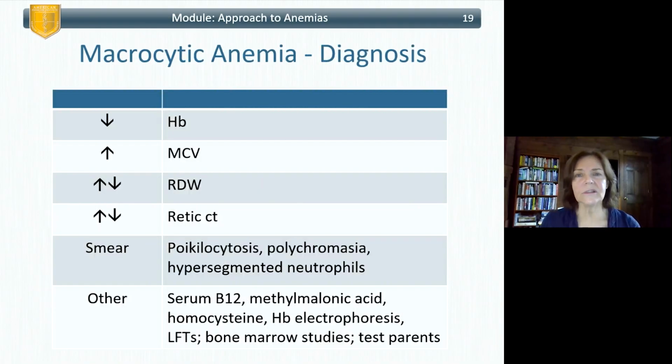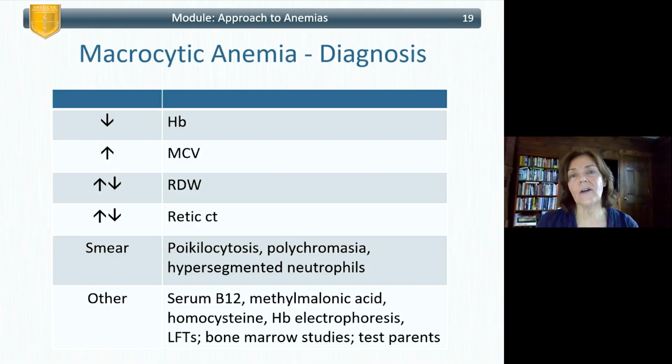So the diagnosis of macrocytic anemias includes, obviously, a low hemoglobin and a high MCV. The RDW may be high or low, and the reticulocyte count may be high or low. The smear might show a variety of red blood cell sizes and shapes. Polychromasia indicates that there are some reticulocytes, or more bluish-appearing red blood cells. As you remember, reticulocytes still have some nuclear material, which makes them appear blue under the microscope.